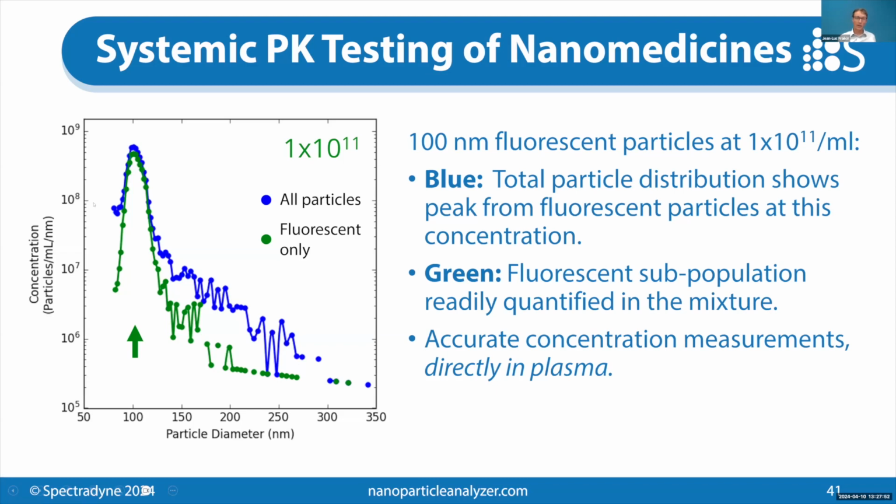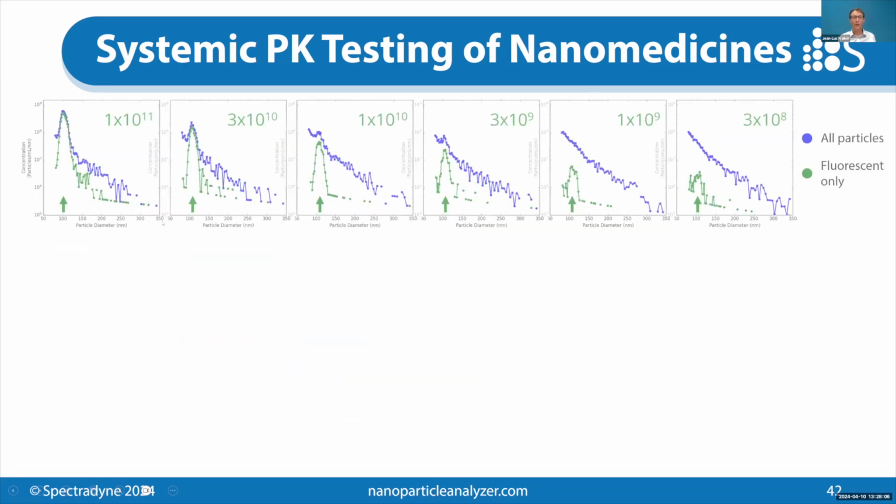What you can see here is that at this high spike-in concentration, the fluorescent particles actually just cause a bump in the overall particle size distribution. They're high enough that they stick out over the background of particles in the plasma. But as we serially dilute this fluorescent subpopulation, you can see that their concentration goes down until they're indistinguishable from the overall particle size distribution. So this bump on top decreases until the concentration of the fluorescent particles is well below the concentration of plasma particles, which are at a constant concentration in each of these samples.